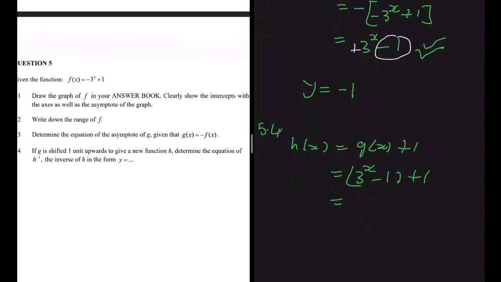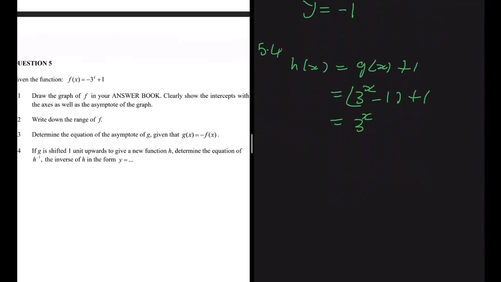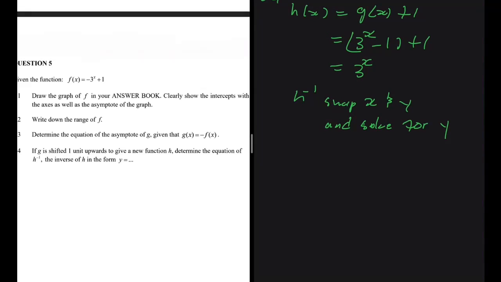So h of x will just be equal to 3 to the power x, because minus 1 plus 1 will just be equal to 0, right? So now we have h of x. Let's go ahead and find h inverse. So how do we find h inverse? We swap x and y and solve for y. So let's go ahead and do that.